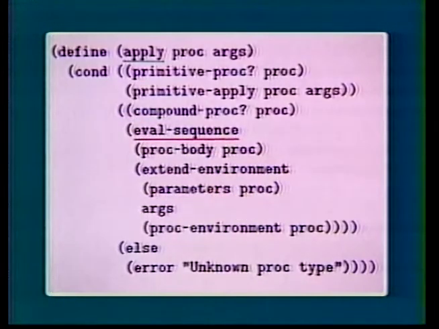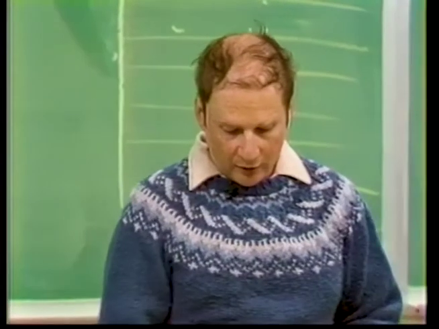Well, remember what the metacircular evaluator did. Compound apply said we're going to evaluate the body of the procedure in some new environment. Where does that new environment come from? We take the environment that was packaged with the procedure, we bind the parameters of the procedure to the arguments that we're passing in, and use that as a new frame to extend the procedure environment. And that's the environment in which we evaluate the procedure body. Right? That's going around the apply eval loop. That's apply coming back to call eval.